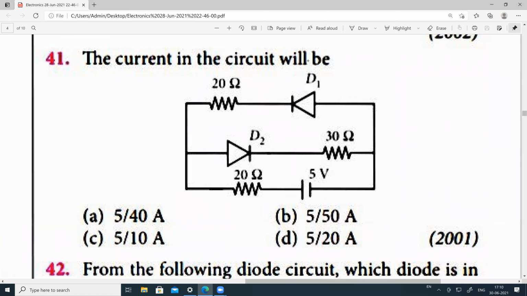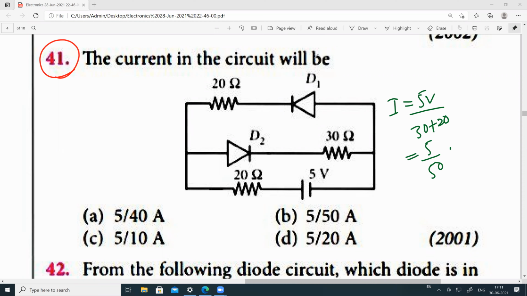The circuit diagram and 4 options are given. The current in the circuit is calculated using a formula. Current I is equal to 5 volt divided by 30 plus 20 ohm, so it becomes 5 divided by 50. If you draw the diagram for this, it looks like this.